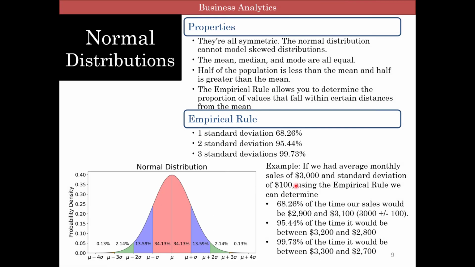And I apologize, I did say 0.27 was 27 out of 100. It is actually 27 out of 1,000, not out of 100.